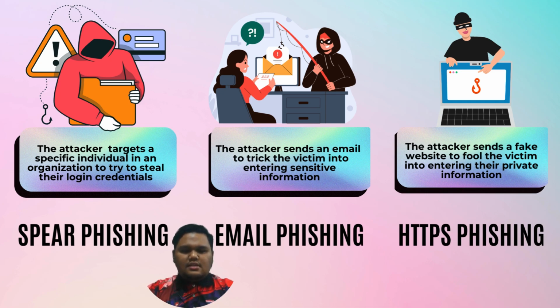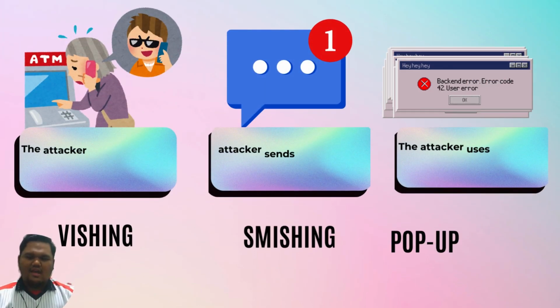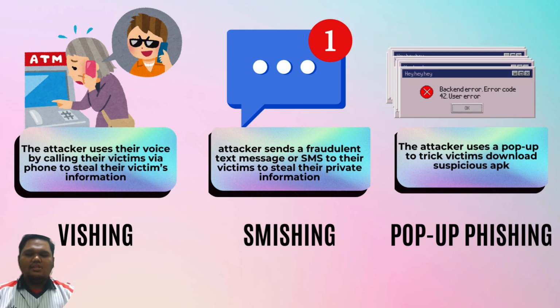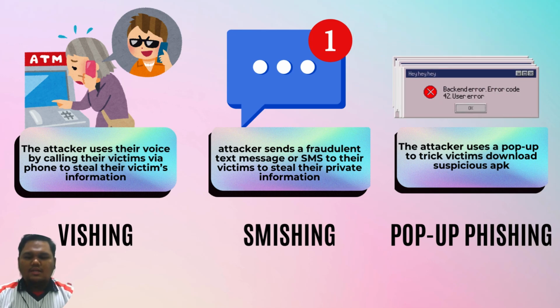The third is HTTPS phishing. It's when the attacker sends a fake website to fool the victims into entering their private information. Next is vishing. Vishing is when the attacker uses their voice by calling their victims via phone to steal their information. Next is smishing. Smishing is when the attacker sends a fraudulent text message or SMS to their victims to steal their private information.